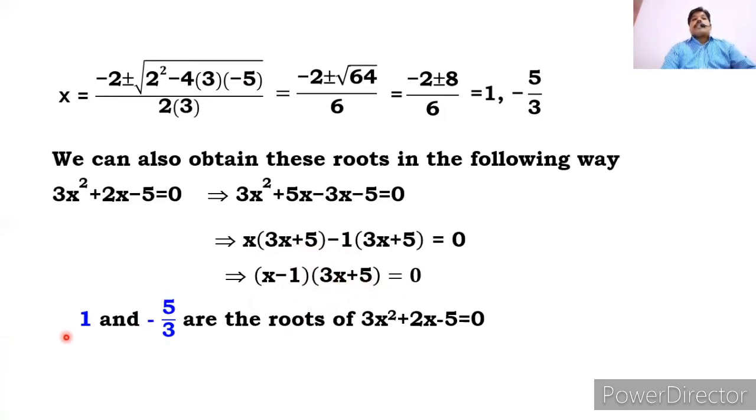So we can declare that 1 and minus 5 by 3 are the roots of 3x square plus 2x minus 5 is equal to 0. In the first one we applied the formula, and here we applied the factorization method. We can apply the square method also. See the next question.